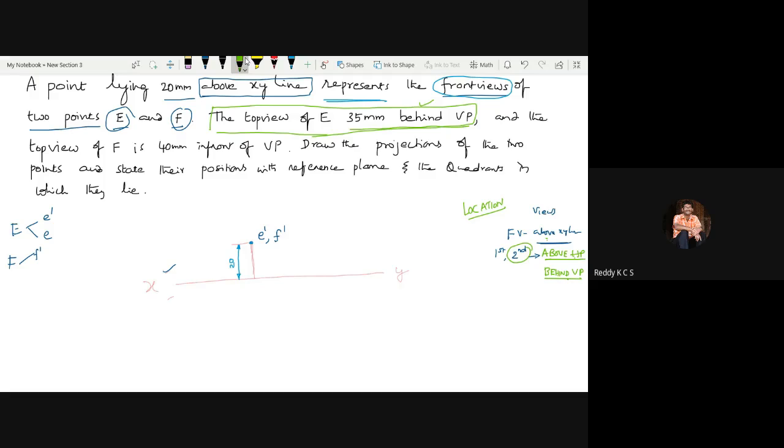So when I say like this, then the top view of E is nothing but small e, which is at a distance of 35 behind VP, and it is lying in the second quadrant. In the second quadrant, both the views will be above XY line. We know that both the views will be above XY line. That is what we studied in the last class. So 35 means up to here 20, then from here you need to go at a distance of 15 and that point locates e. So now I can represent the dimension of this point e at a distance of 35.